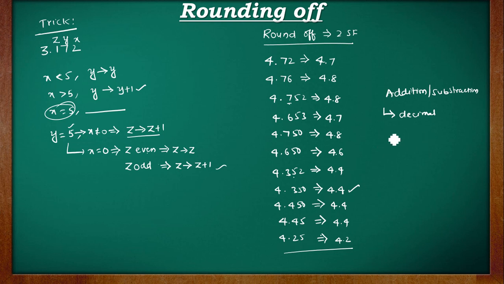Next, if you are looking at multiplication or division, if you want to round off any number or answer which has come from multiplication or division, then you have to look for the least number of significant figures, and in the final answer you have to keep that many significant figures. That's it.